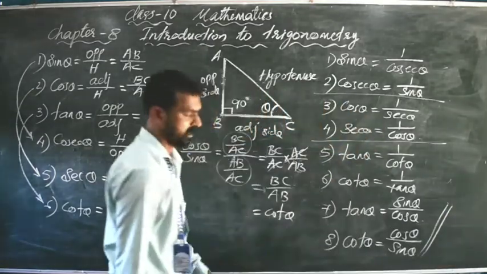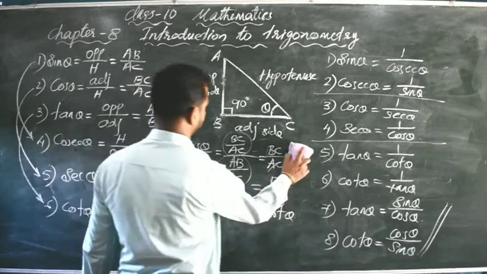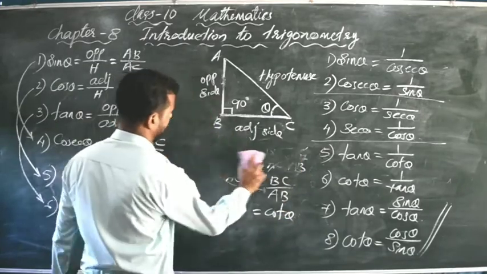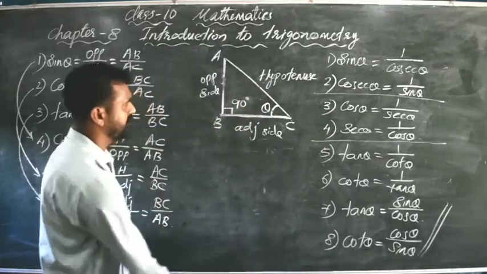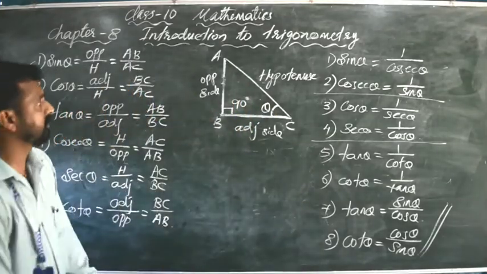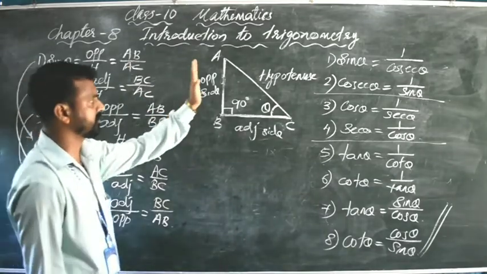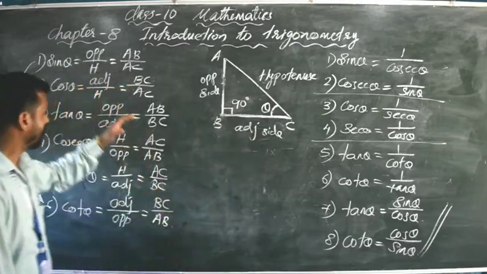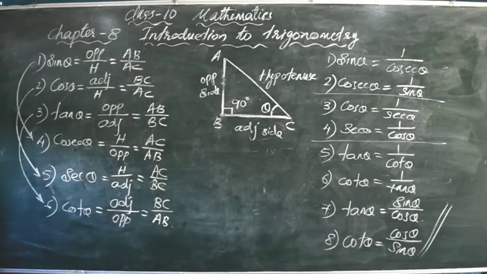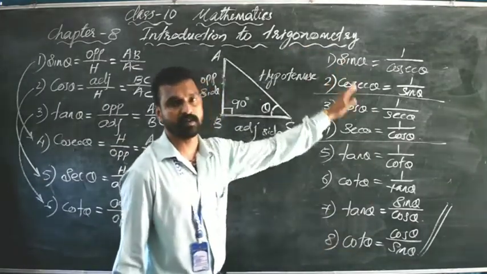These are the relationships between the trigonometric ratios. These trigonometric ratios and relationships you have to study for doing the first exercise. First you have to write the heading Introduction to Trigonometry. After that you have to draw a figure and mark the hypotenuse, opposite side, adjacent side. After that you write all these trigonometric ratios, and then the relationships between the trigonometric ratios.